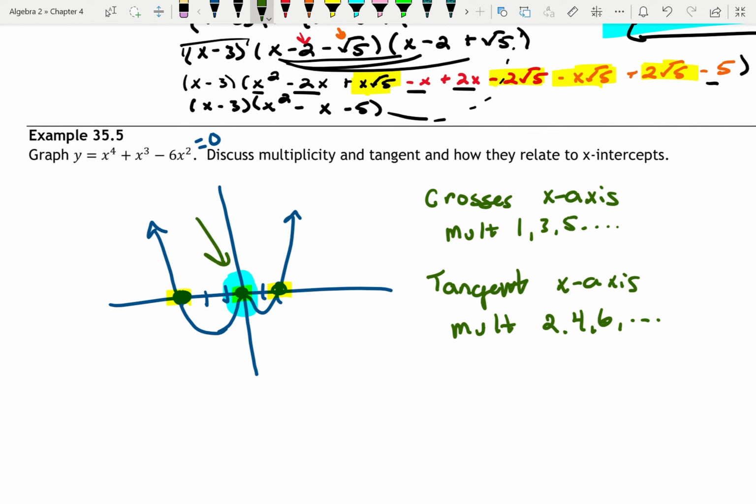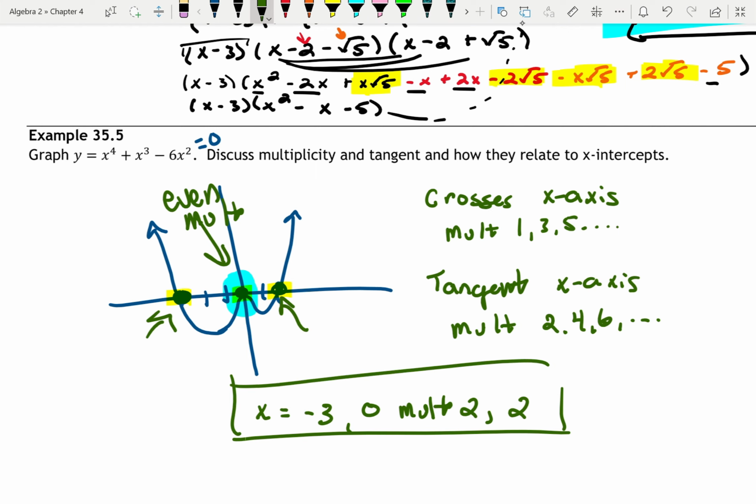So right here at 0, we know that that has an even multiplicity, whereas the other two have to have an odd multiplicity. So our actual answers are going to be x equals negative 3, and then it's going to be 0 with multiplicity 2, and then also at 2. And that ends up adding up to be our 4 different roots.